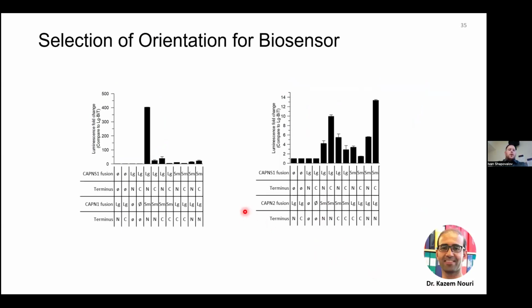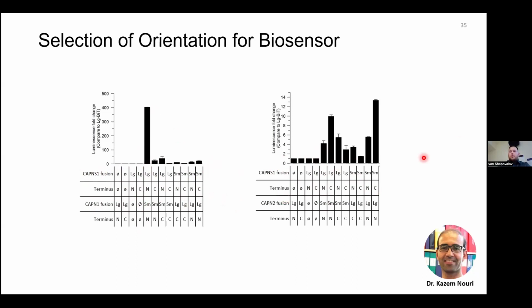And what we did is that we expressed Calpain-S1, Calpain-1, and Calpain-2 fusion proteins in all the possible combinations. So either with large bit or small bit, on the N-terminus or C-terminus of our protein of interest. And then we made all the possible combinations of those. Here we noted that we achieved the best signal with this combination, which was large bit N-terminally fused to Calpain-1 and small bit N-terminally fused to Calpain-S1. And then for consistency's sake, we also started working with the Calpain-2 biosensor, which was in the same orientation. So large bit Calpain-1, small bit Calpain-2.